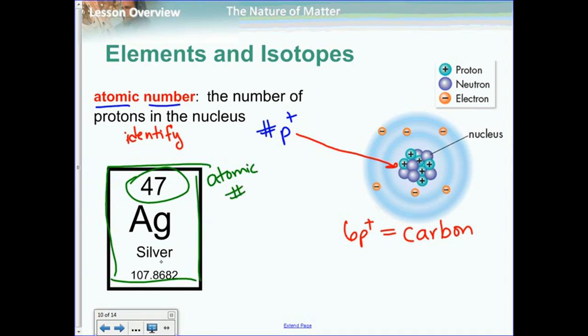It tells us that silver has 47 protons. So it's the smallest. There's always 2 numbers on the periodic table. The smallest number is a whole number, and that is the atomic number.